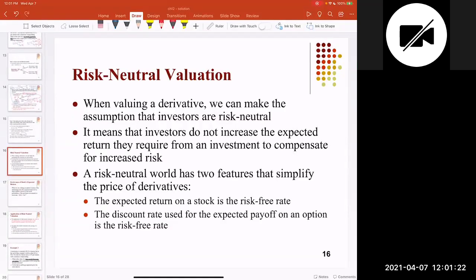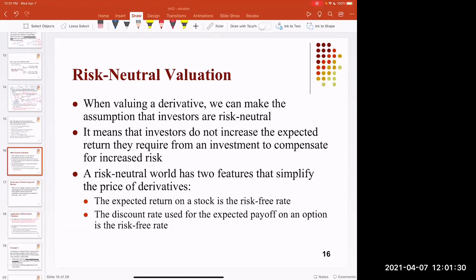Can you see my shared screen, please? Yes? Yeah. Okay, thanks.